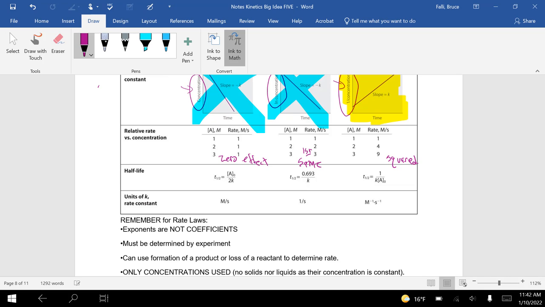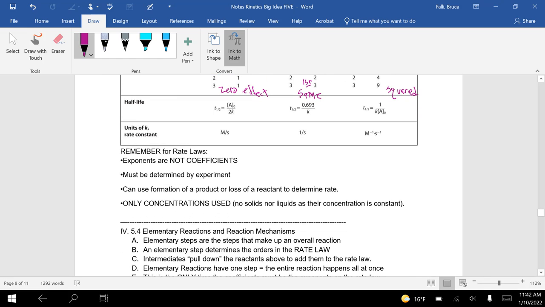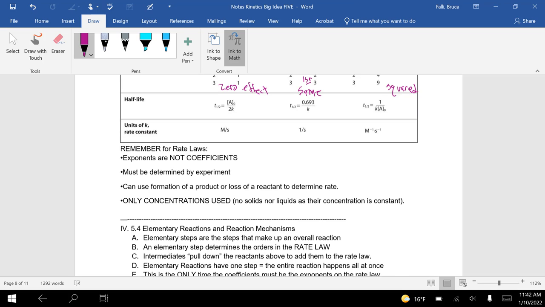Okay. And the half-life equations, which we've seen before, and units we've seen before. For rate laws, remember, exponents are not coefficients. Rate laws must be determined by experiment. Rate laws can use formation of a product or loss of a reactant to determine rate. Only concentrations are used, so that means no solids nor liquids, as their concentration is constant.